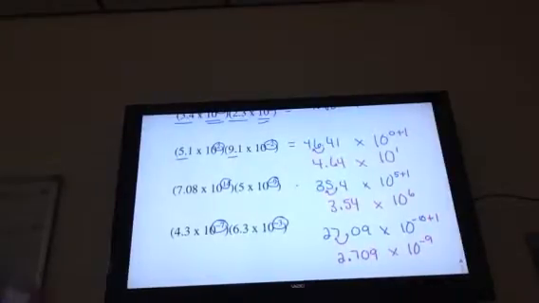Okay, so these are the 3 types of things you will have to do with scientific notation. Convert from standard to scientific, convert from scientific to standard, and do multiplication, leaving the answer in scientific notation. Okay? Some questions?